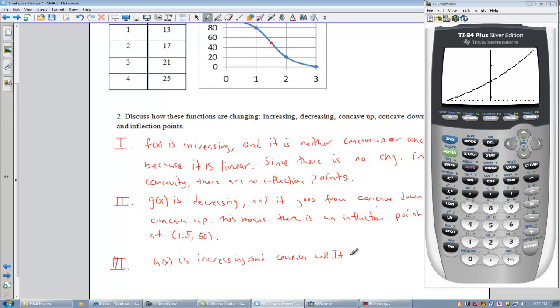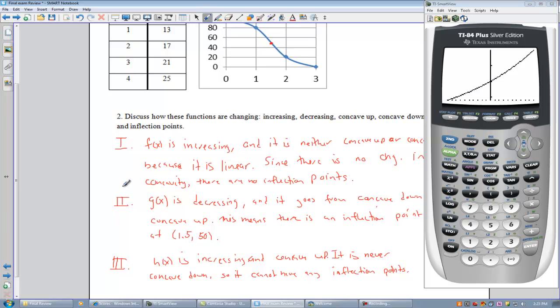So you could write something like: it is never concave down, so it cannot have any inflection points. Great. All right, so that's number 2.